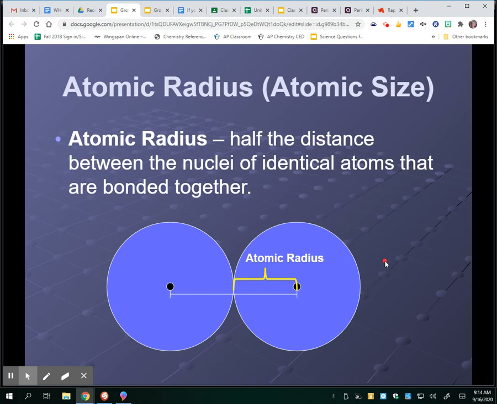So what we end up doing to find the size of an atom is we take two identical atoms that are bonded together, and we're going to take half the distance between the two nuclei, and that gives us the atomic radius of a particular atom.